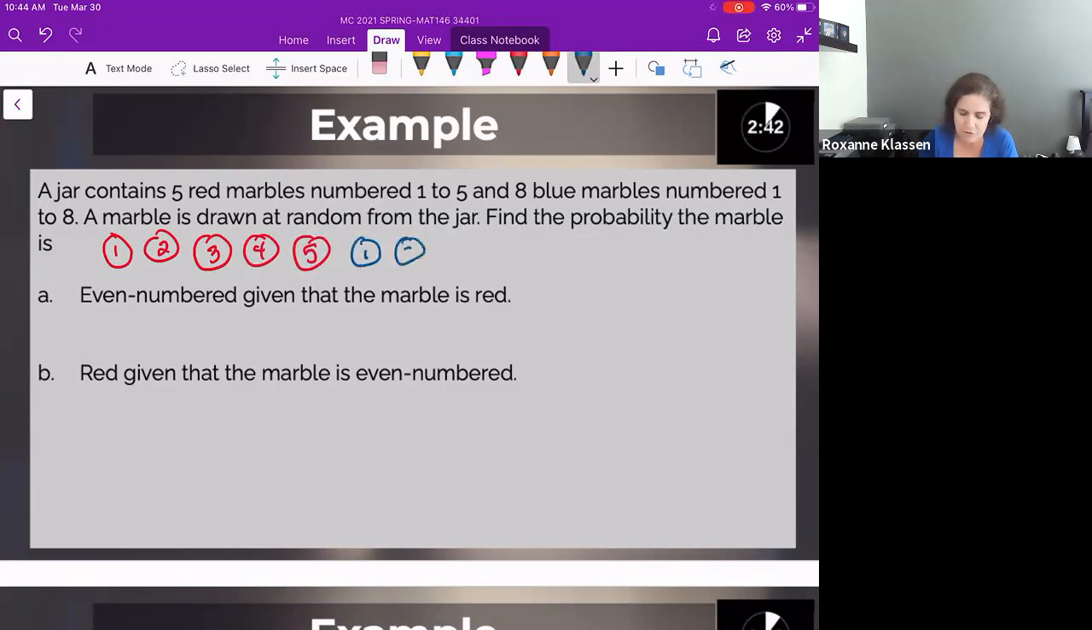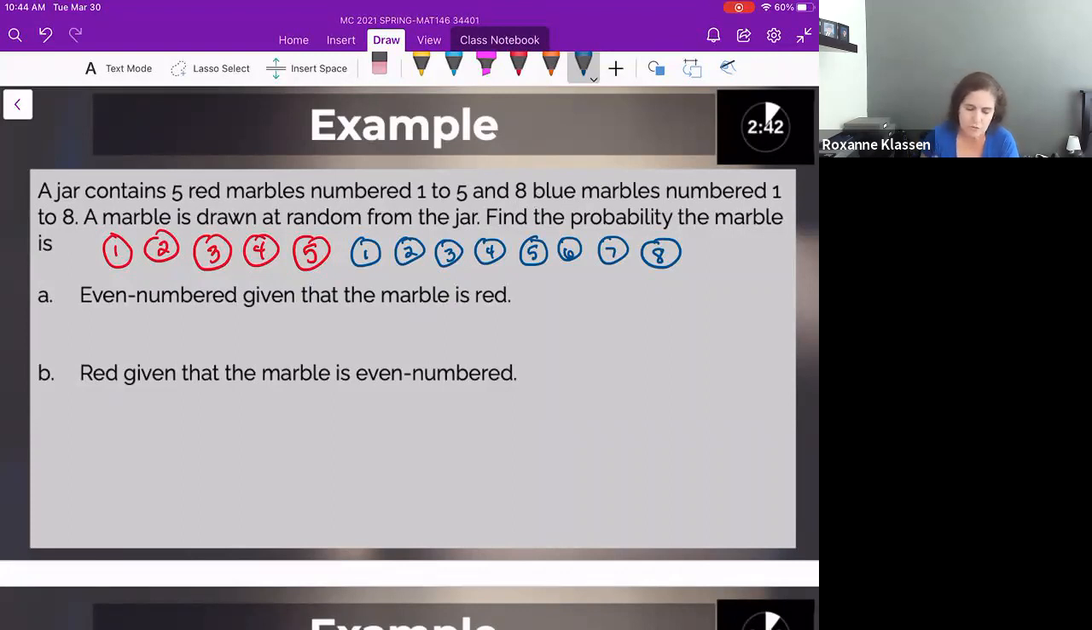And then I have 8 blue marbles. Now, some of you are going to be like, I am not doing that. That is a waste of my time. I could already be done with the problem. That's totally fine if you're getting them right. If you're not getting them right, you might want to take the extra second and draw those, okay?